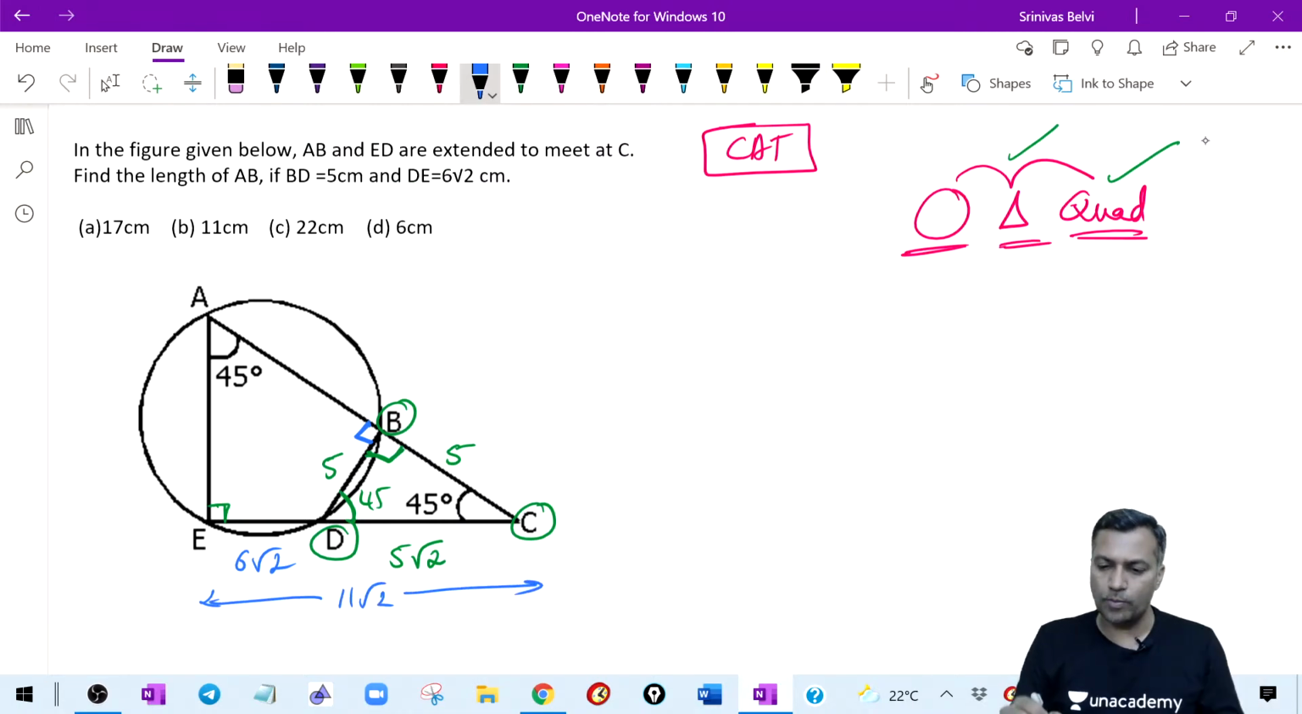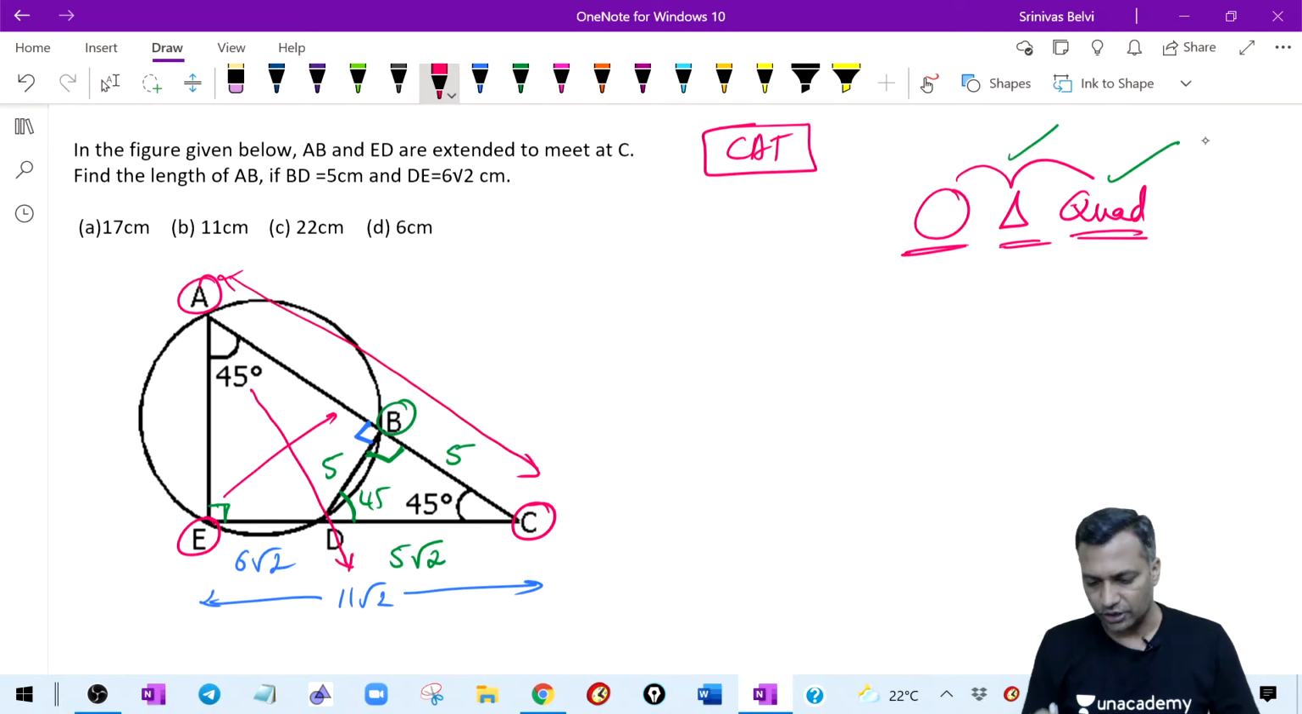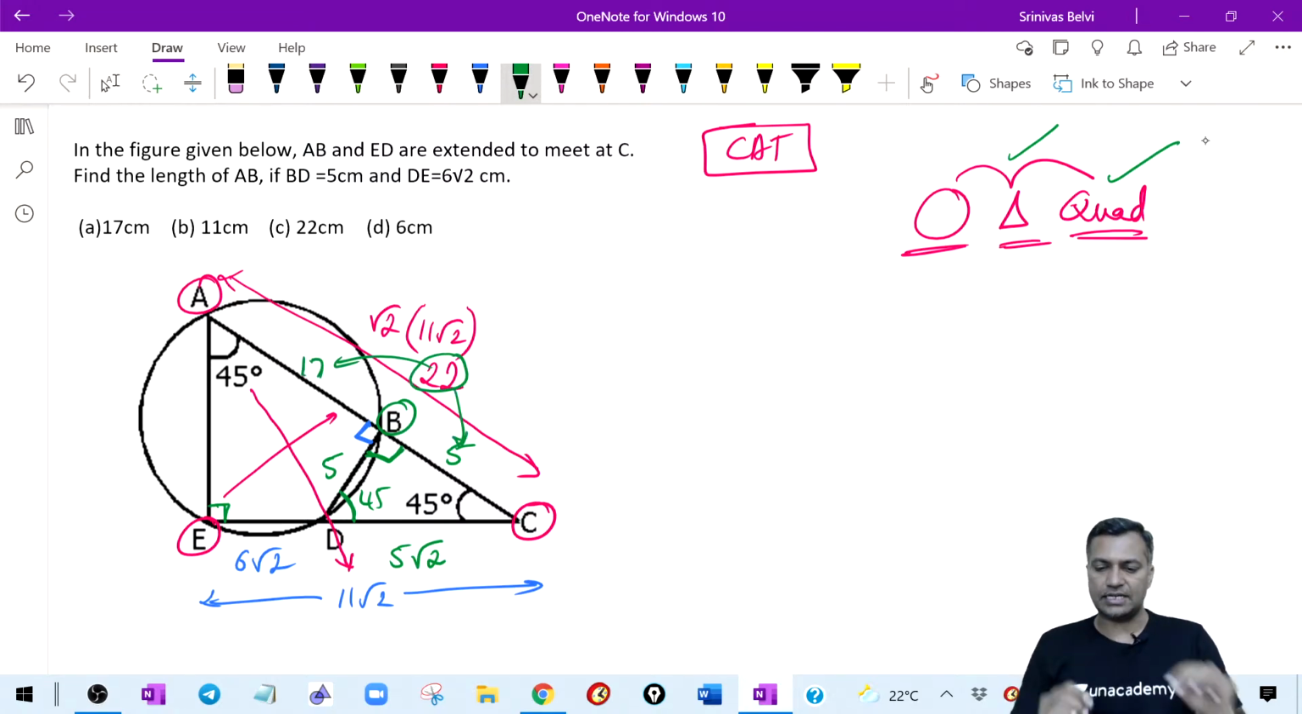Great. Now go back and take a look at the triangle AEC. In triangle AEC, the side opposite 45 is 11 root 2. Then the side opposite 90, from here till here, is root 2 times 11 root 2, which is 22. Out of 22, I have 5 on this particular side. Therefore on the other side I will have 17. That is AB equals 17. That is my answer: the length of AB is 17 units.